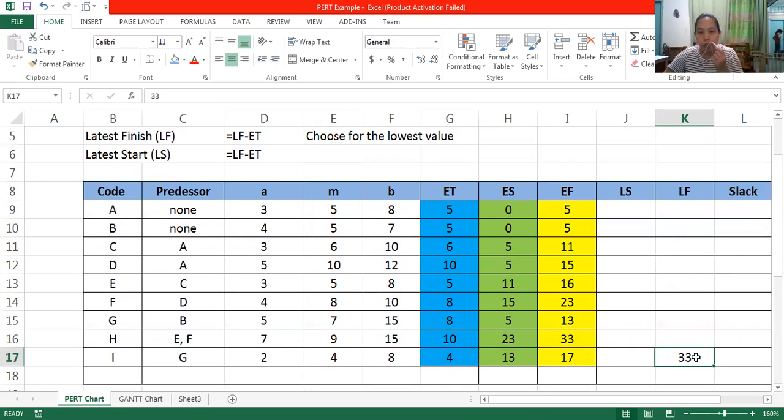So we're going to compute that one. Let's start with I. 33, which is the LF, minus the ET, which is 4. So 33 minus 4 would be 29. We're going to put that one on the predecessor of I, which is G. So we put the 29 on G. Here is the G, we put 29.